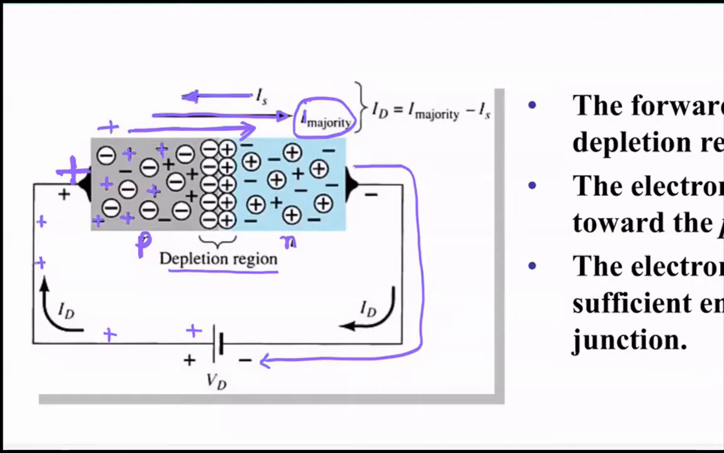IS is basically the short circuit current. Like I was saying, there will be some amount of current which will flow in this direction. It's going to be very, very small, almost negligible, and we call it IS. Majority is the current that is flowing from left to the right, okay?